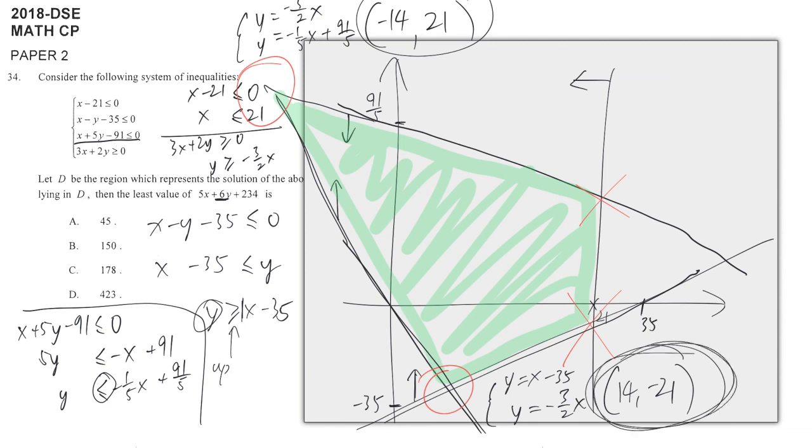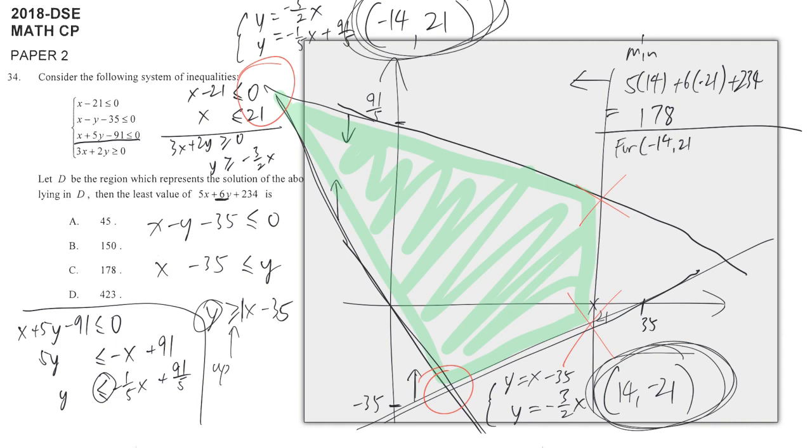The minimum is 5 times 14 plus 6 times negative 21, and then plus 234. Then we get the answer 178. But of course, if you are not really sure, you may try this point also. For negative 14, 21, this point: 5 times negative 14 plus 6 times 21 plus 234. And you get 290, but this is not our target because it's not minimum. Our answer is 178, so the answer is C.